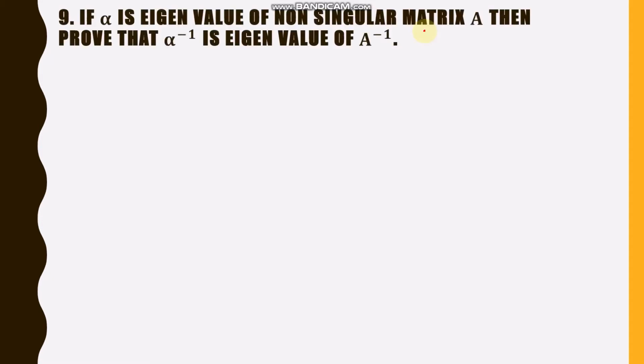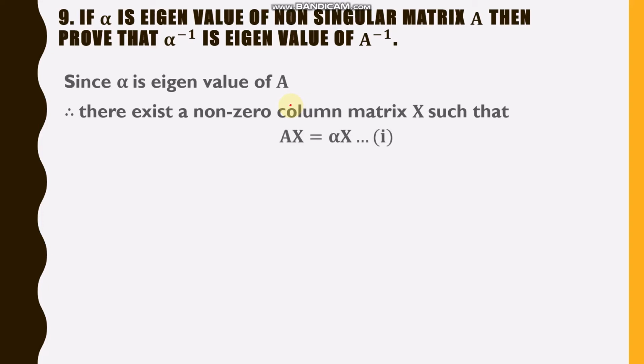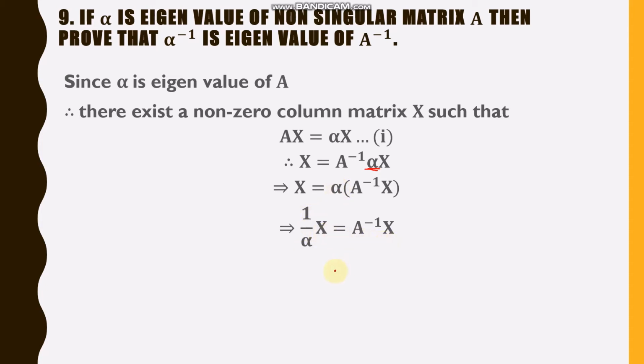Question number 9. If alpha is an eigenvalue of a non-singular matrix A, then prove that alpha inverse is an eigenvalue of A inverse. So if alpha is an eigenvalue of A, then there exists an eigenvector x such that A times x is equal to alpha x, right? Now if I multiply by A inverse on both sides, I get x equal to A inverse alpha x. Alpha is a scalar, a number only, so it can be taken outside. It is equal to alpha A inverse x. Now we can bring alpha to this side, so it is 1 upon alpha x is equal to A inverse x. So A inverse x is equal to 1 upon alpha times x.